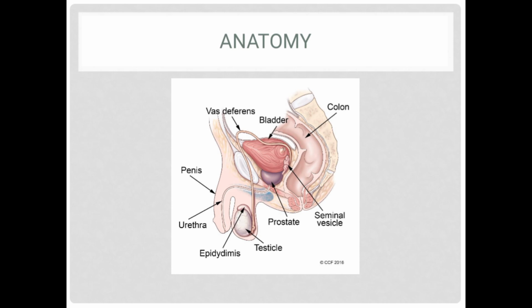This is the anatomy of the male genital organ. This is the urethra here, and this is the testis in the scrotum. Look, the urethra extends from the opening of the penis and passes through the penis until it reaches the prostate, crosses the prostate, and then enters the bladder.